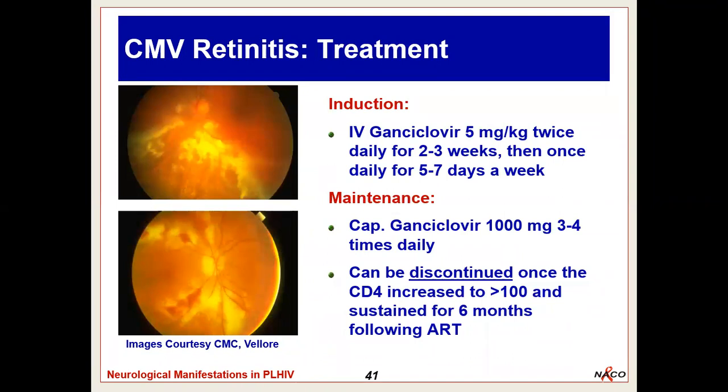So what you see here is the typical lesions which you see in fundoscopy of CMV retinitis. Treatment is quite expensive, and sometimes drug availability is a major problem in most places. But for the induction for CMV retinitis, you give IV ganciclovir 5 milligram per kilogram twice daily for 2 to 3 weeks, and then once daily for 5 to 7 days a week. Maintenance is done by oral ganciclovir, and it can be discontinued once the CD4 is increased to more than 100 and sustained for 6 months following ART.